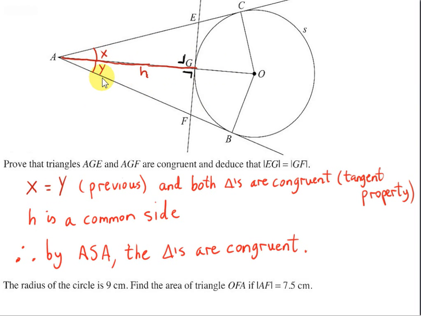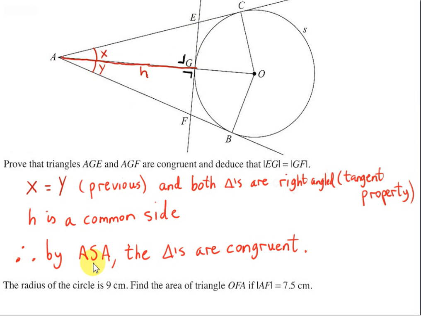X equals Y from the previous part, as I said already. Both triangles are right angled. Well, that's just a tangent property. This line is a tangent, as I've explained before. Also, H is a common side in both triangles. That's this red line here. So we see that two angles and a side are the same in both triangles. That's the angle side angle condition for two triangles to be congruent.